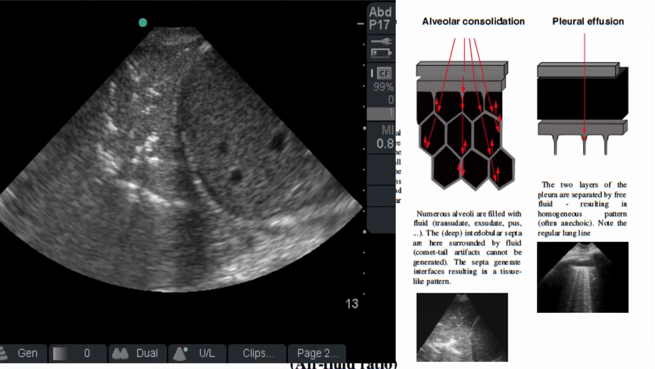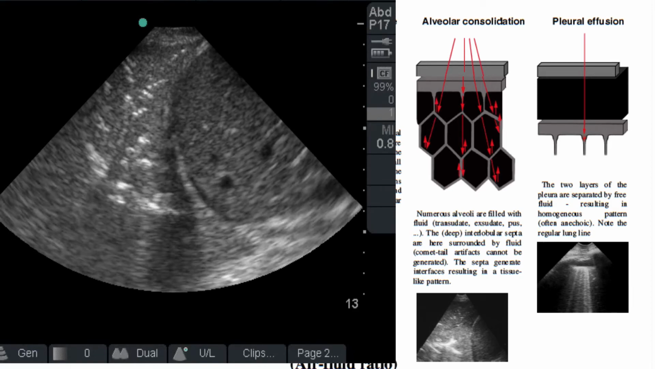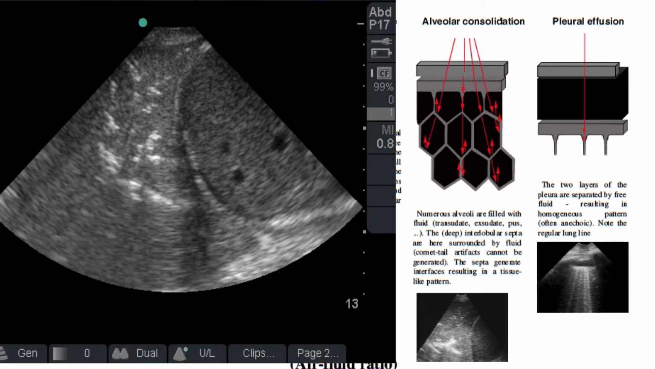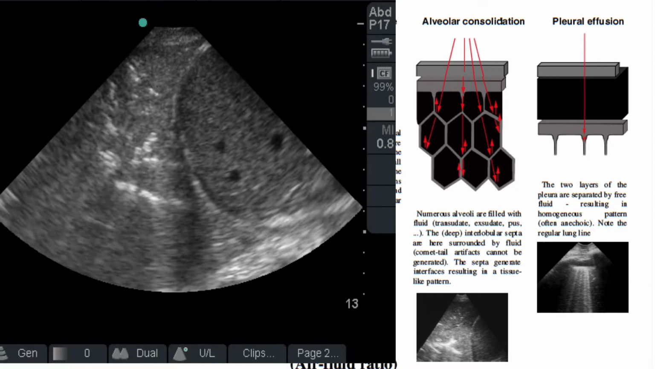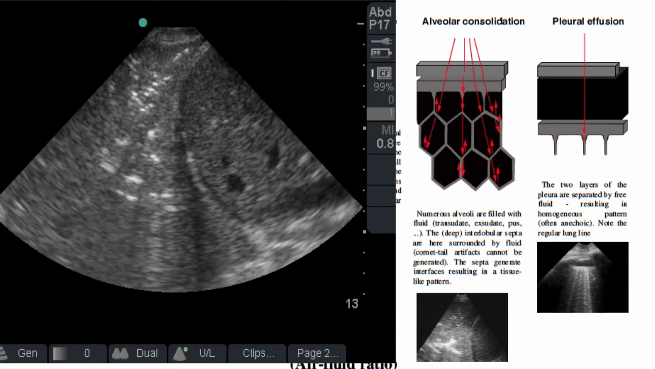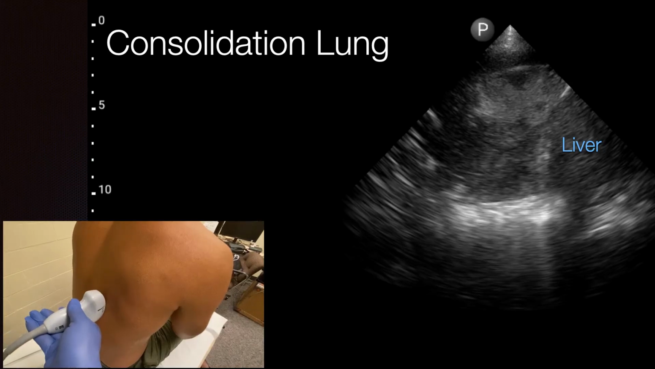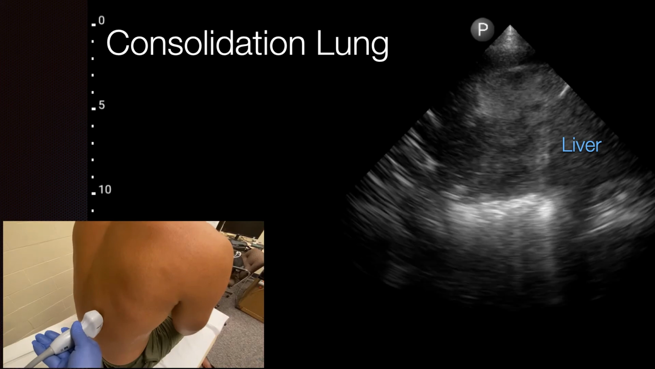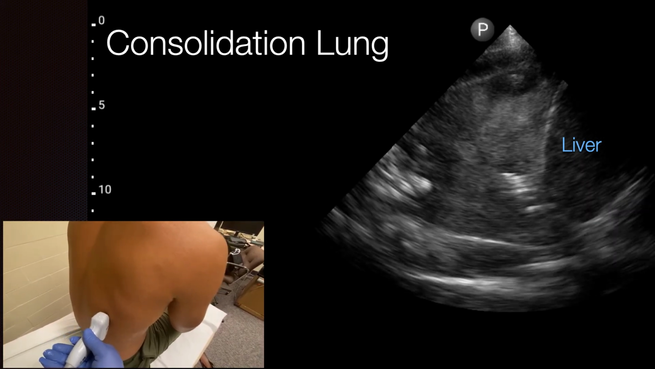The next thing I wanted to talk about is lung consolidation. This is when the alveoli are completely filled with fluid here. As you can see in this diagram, this is an example of a consolidated lung. Again, here's the diaphragm, here's the liver, all the consolidated lung up here. Here's another example of consolidated lung, liver, diaphragm, lung consolidation.